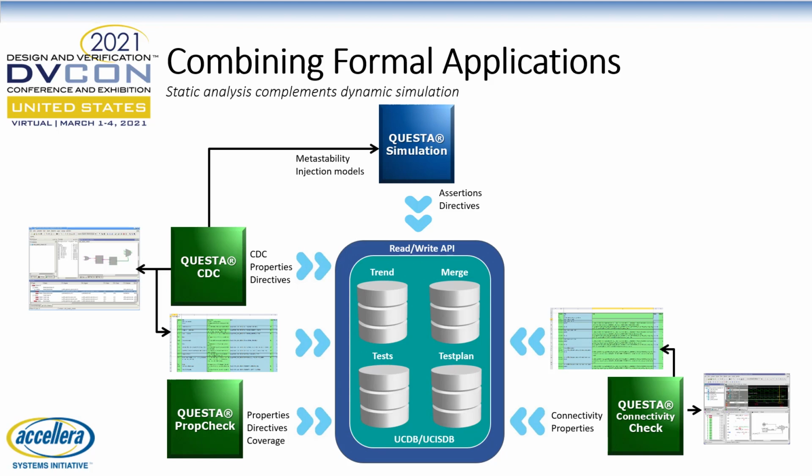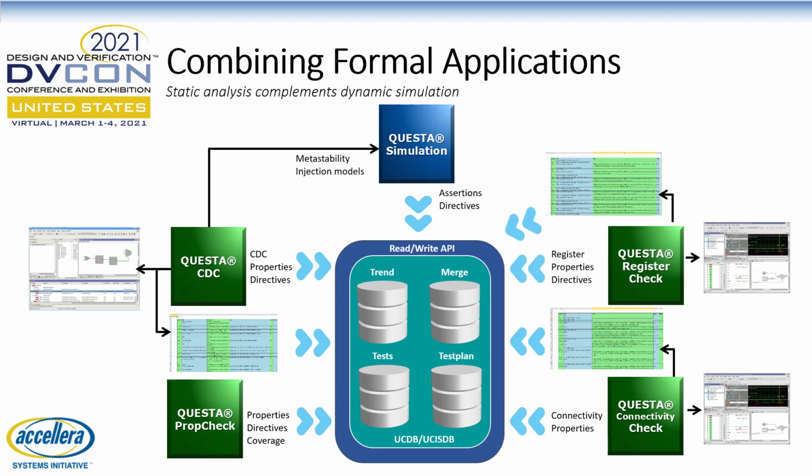Connectivity check will also create a test plan for these assertions, which are actually generated from a much simpler input format. And lastly, Questa register check does the same thing for your registers. With simplified assertions about the register behavior, we put the assertions in the database and auto-generate a test plan. So all of our Questa formal apps know about the UCDB, and they can all generate test plan snippets for you so you can track them along with everything else in your test plan.